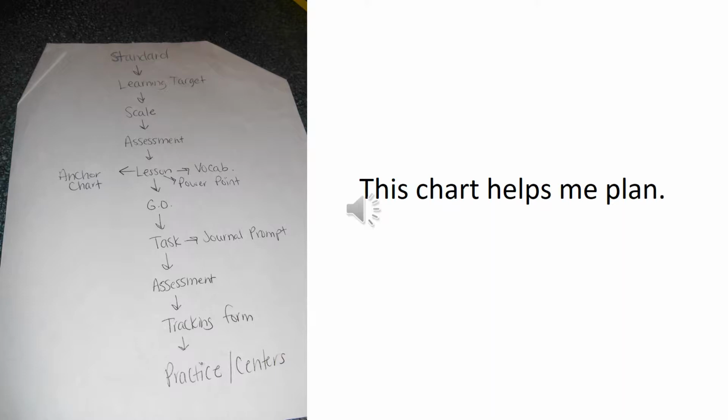This is the chart that I use to help me plan. It goes step by step in my thought process. This is just an overview of what the plan looks like, and I'm going to break it down on each slide.